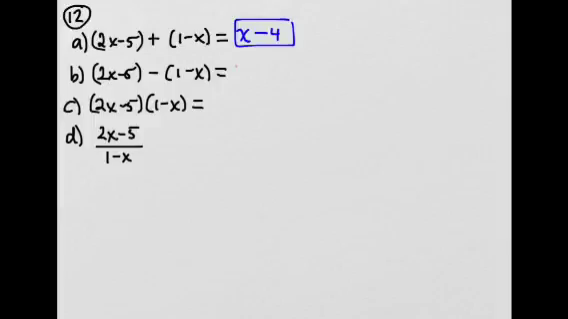So it's going to be 2x minus 5 minus 1 plus x, because a negative times a negative, right? So now I can combine these two, and I get 3x. Combine these two, I get negative 6.